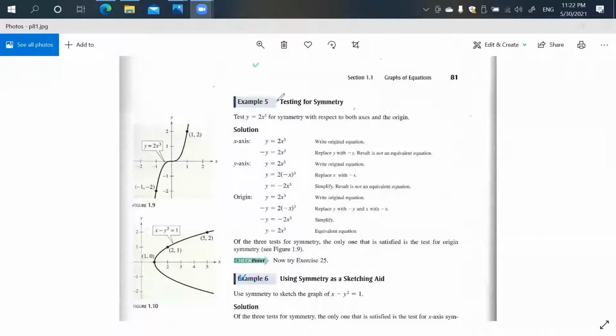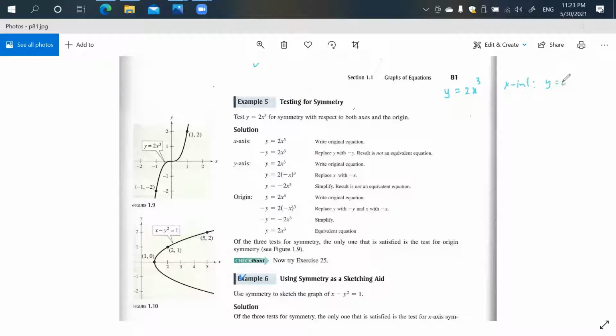This first example here, we have y equals 2x to the power 3, right? For the symmetry with respect to both axes, meaning the x-axis and y-axis, and the origin. How do we find the solution? The plot is already given for us, nice. But then how do we plot? It's really easy, you do the same way as in the previous lesson: find the x-intercept, y-intercept, and a few more points. That's enough.